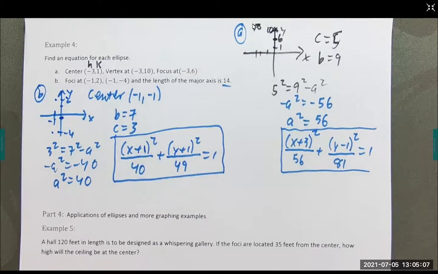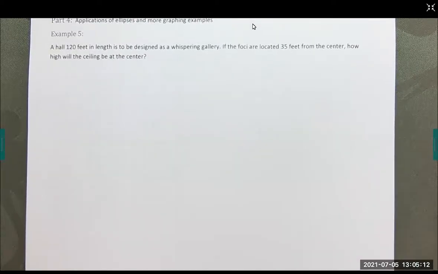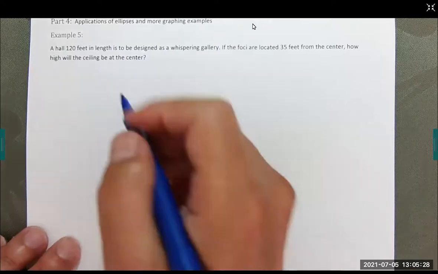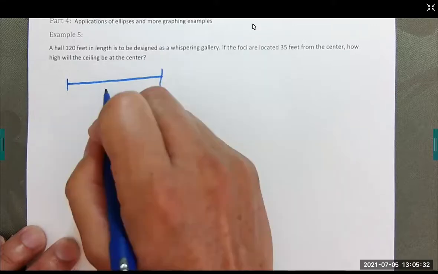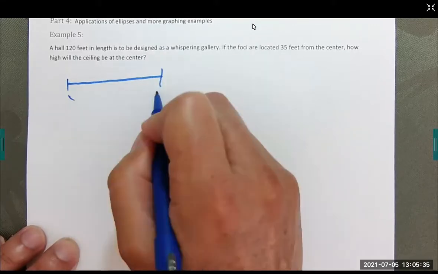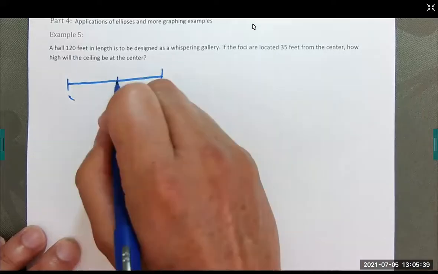All right. Let's do an application. We have a hall 120 feet in length is to be designed as a whispering gallery. If the foci are located 35 feet from the center, how high will the ceiling be at the center? So we are looking at 120 feet. And we're going to assume the center's here.